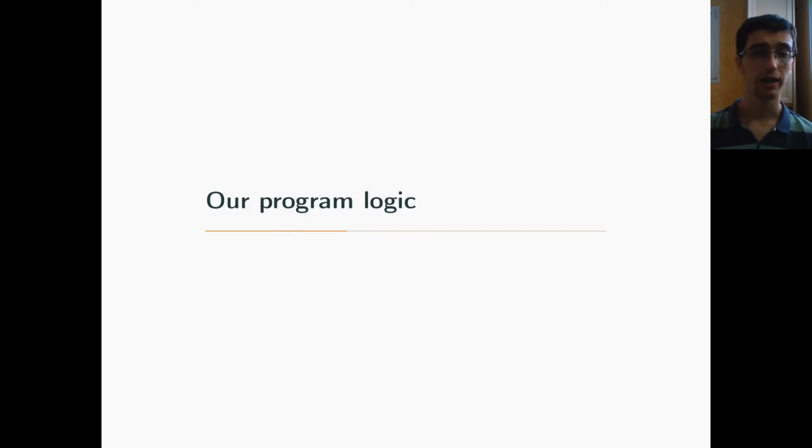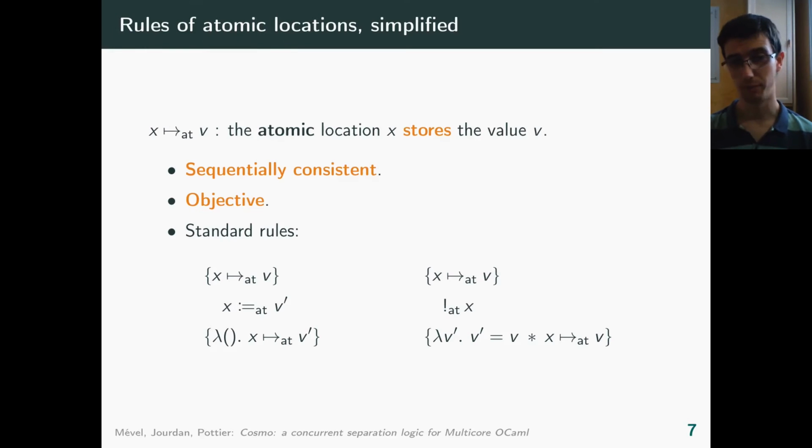That was the main idea of this talk. Now I show you what is in our program logic to reason about programs in memory, and I'll start with the simplest thing, which are atomic locations. For atomic locations, we have a neutral looking points-to assertion, atomic X points to V, which means that we own the atomic location X, and X stores the value V.